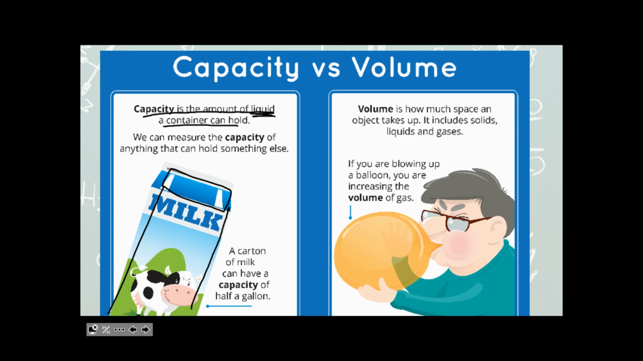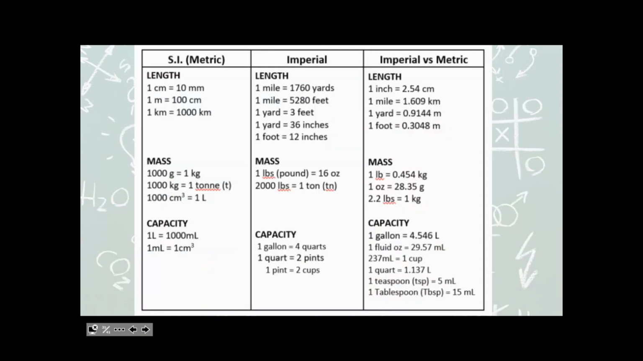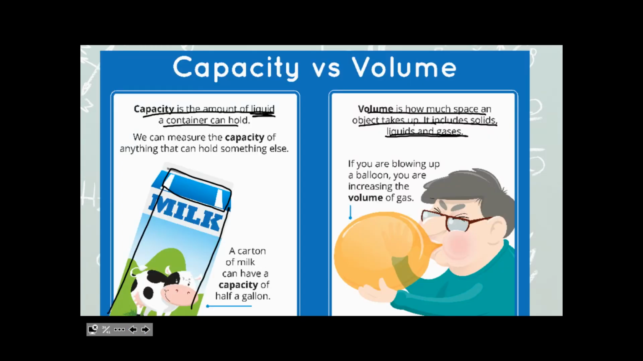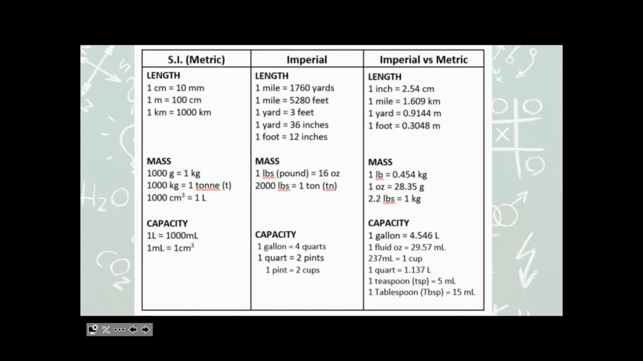Well, what's volume then? Volume is how much space an object takes up. And where this really differs is this can include solids, liquids, and gases. So for example, if you're blowing up a balloon, you could be increasing that volume of gas. So how much area or how much space does that balloon take up? How much volume? So that's the difference. Capacity is usually strictly a liquid measurement, while volume can be any sort of three-dimensional space, so solids, liquids, and gases. So that's the big thing to know.